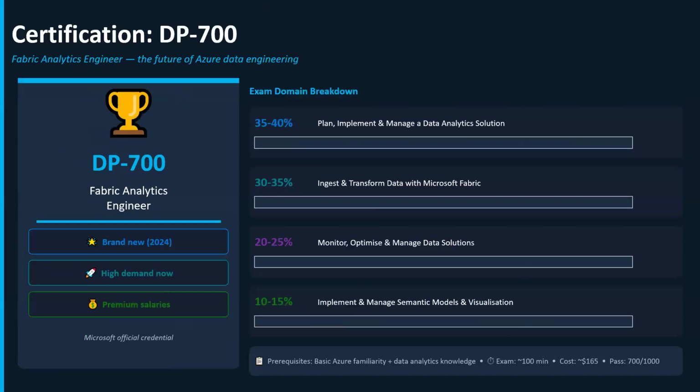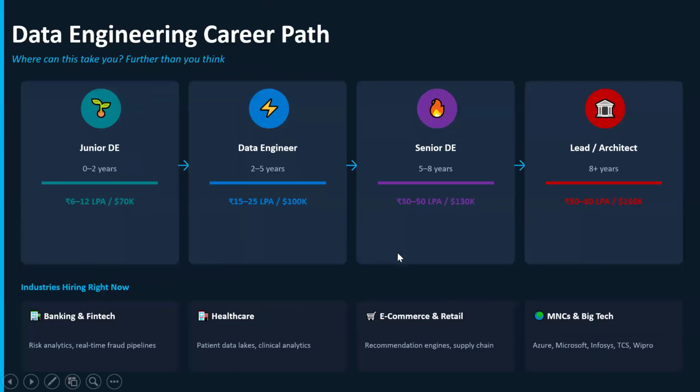And as I mentioned, DP 700 is about the data engineering certification. It covers plan, implement, manage data analytics solution, Fabric, manage data solutions, models, visualization. These are all the things you can get. So as part of the course, you can learn these things, and you can even attempt the exam as well.